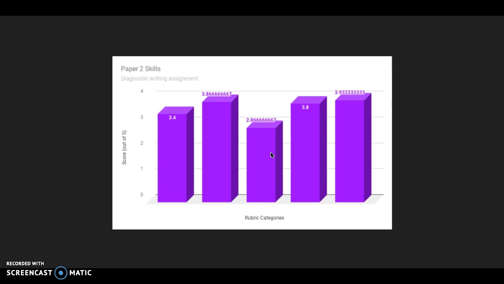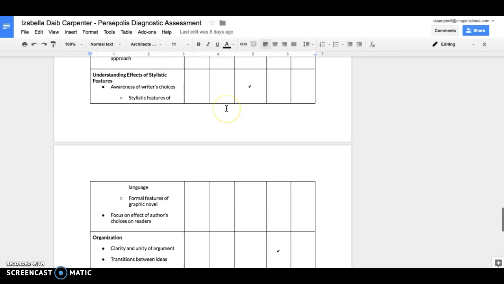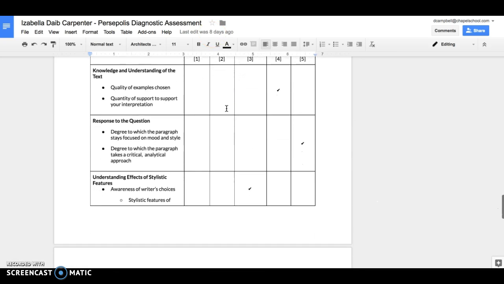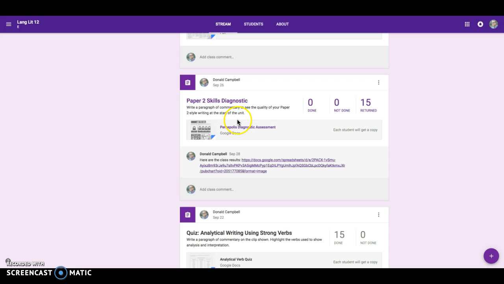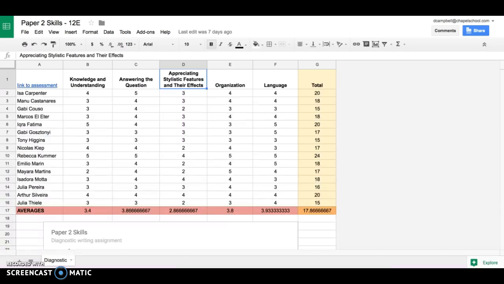I led them to see our whole class goal, and then from their individual rubrics, students could see where they in particular did poorly. Some just did poorly on this one understanding of effects of stylistic features category, but there were other students that had more specific feedback, things to improve about their structure, things to improve in terms of grammar, things to improve in terms of just understanding of the text themselves. So the personalized feedback plus the whole class feedback allows both the class and the individuals to set appropriate goals.